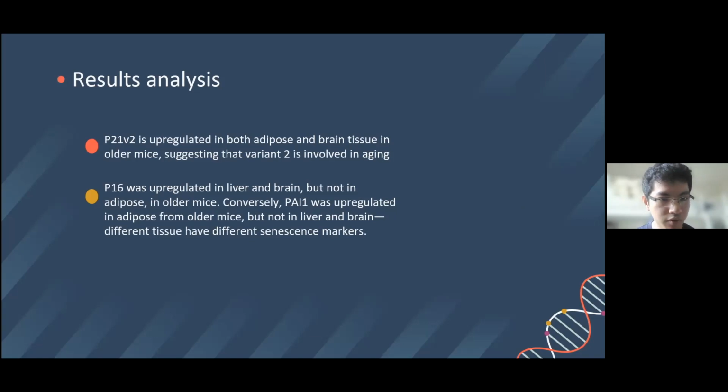Overall, P21 variant 2 is upregulated in both adipose and brain tissue in older mice, suggesting that variant 2 is involved in aging. P16 was upregulated in liver and brain, but not in adipose in older mice. Conversely, p53 was upregulated in adipose from older mice, but not in liver and brain. This shows that different tissues have different senescence markers.